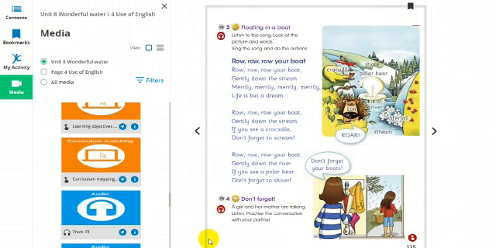Wow, it was such a nice song. I enjoyed it. I hope that you all enjoyed it. So now look at the picture over here. Can you guess which animal this is? This is a crocodile. Say with me, crocodile.